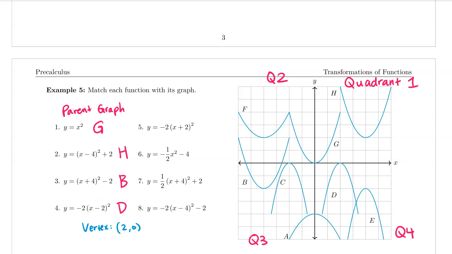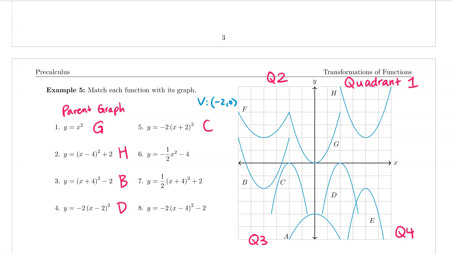D as in delta. Okay, moving on to number 5, we have almost the exact same situation. We can say what value of x makes that 0, and that's negative 2. So that means that the vertex of this graph is at (-2, 0), which is right here. So that's got to be the one that is graph C, as in Charlie.